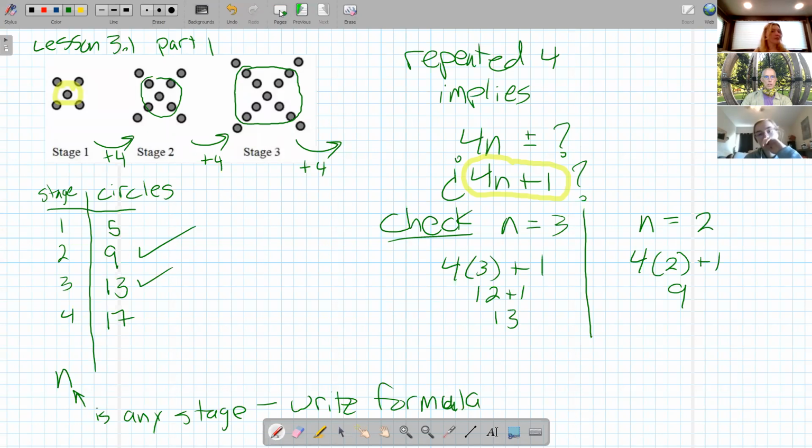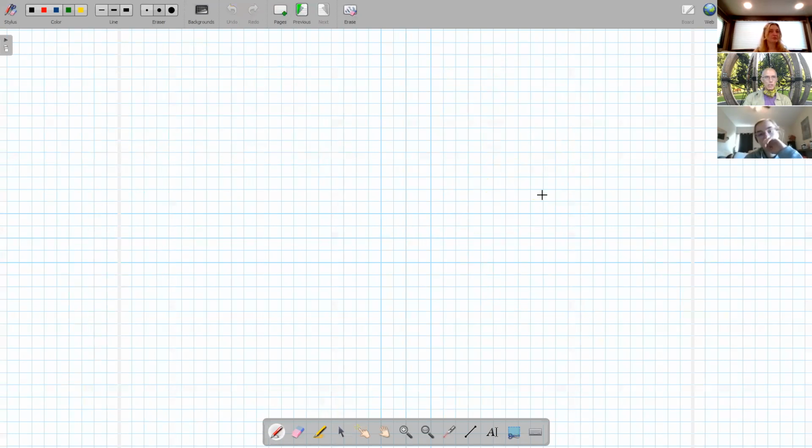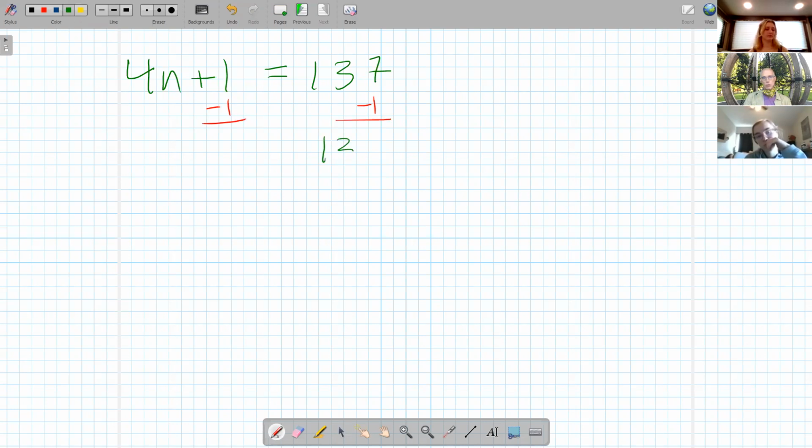So new page. Yeah, so the formula says if I knew n, I would multiply by 4 and then add 1. So if I don't know n, I have to undo that. So that's basically saying, hey, I want the answer to be 137. So I'm going to solve this by subtracting 1. That's going to give me 136. 1 minus 1 is 0. 0 plus 4n is 4n. And then I can divide by 4 on both sides.